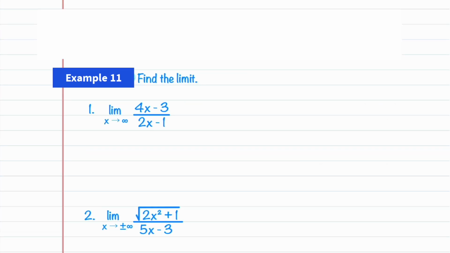In these examples, we're asked to find the limit. In our first example, we're taking the limit of 4x minus 3 divided by 2x minus 1 as x goes to infinity. Whenever you evaluate a limit, the first thing that you want to do is substitute in what your value x is going to. So let's go ahead and let's do this. x is going to infinity. So we have 4 times infinity minus 3, all divided by 2 times infinity minus 1. 4 times infinity is going to be a lot bigger than minus 3. So I'm going to write that the top is equal to infinity.